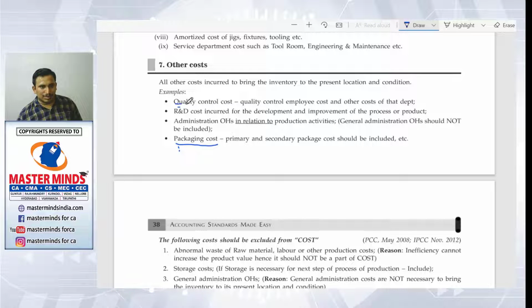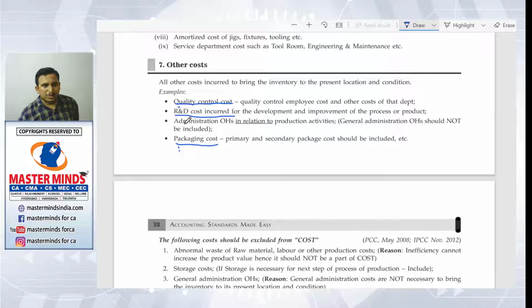Now similarly, I'll give you another example. Quality control cost. Even after becoming the finished good, without checking the quality of a product, can we sell it? No, it's not possible. Are you all understanding the point? Even after becoming a finished good, there are some costs which are necessary, and even R&D costs which are incurred. Generally under your costing you will get all these expenses under one group, right?